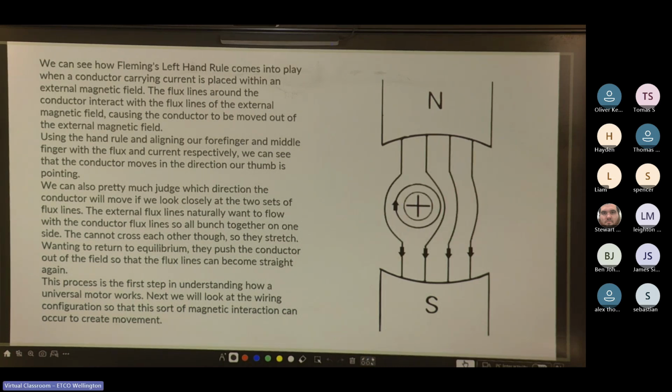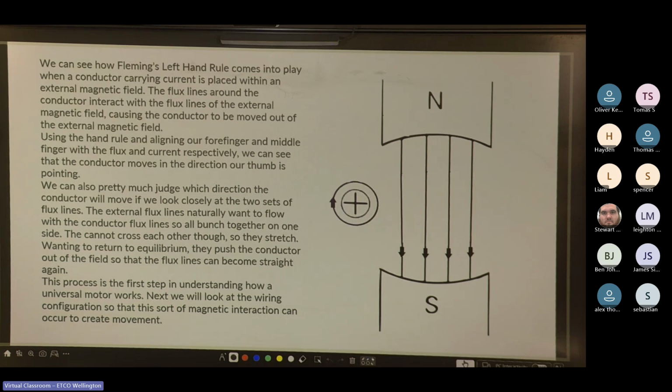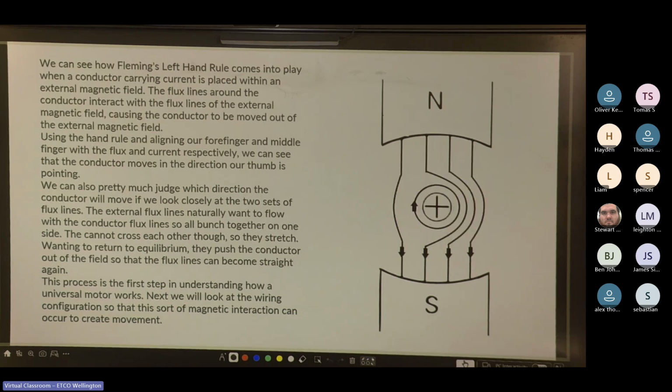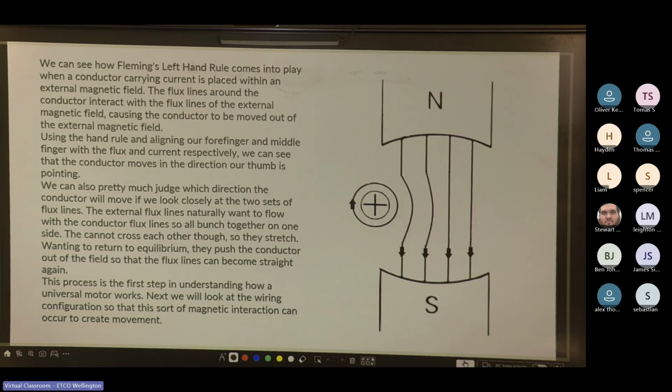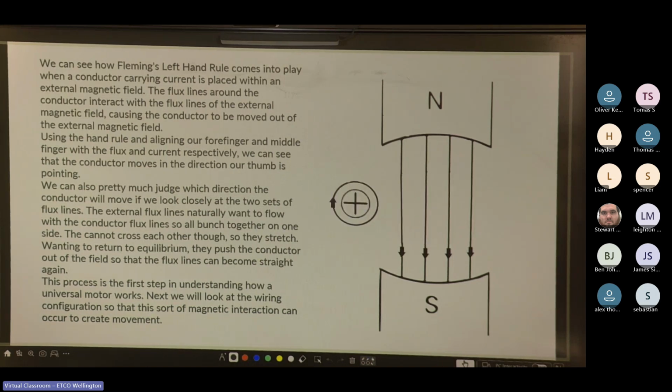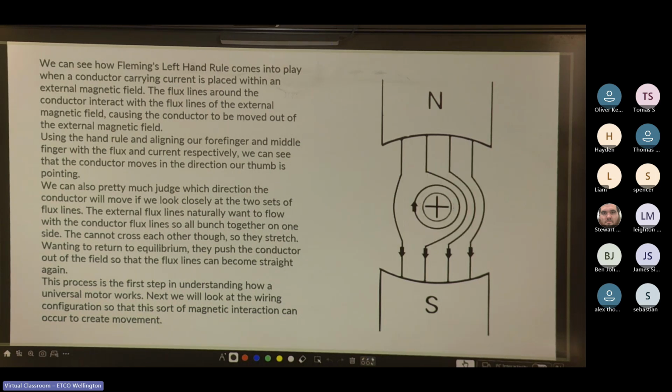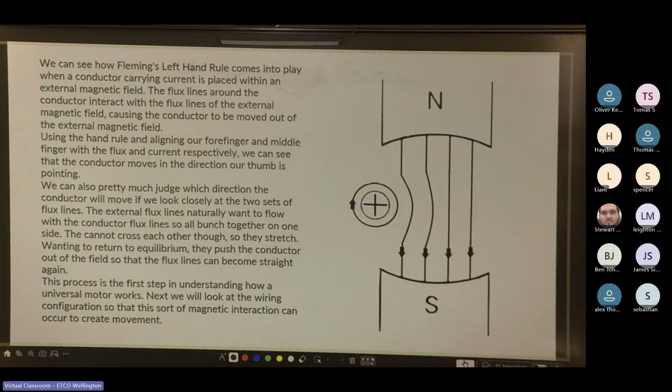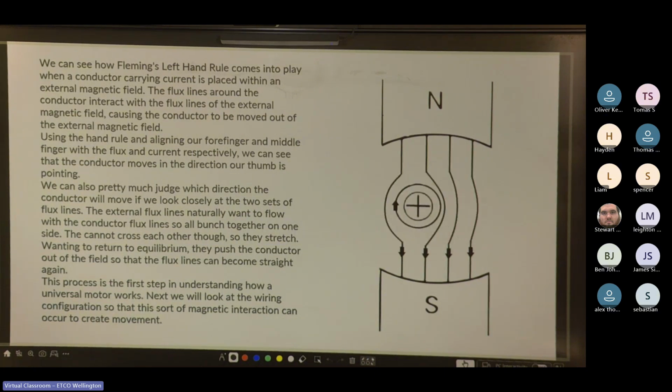Cool. We can also pretty much judge which direction the conductor will move if we look closely at the 2 sets of flux lines. The external flux lines naturally want to flow with the conductor flux lines. So all bunched together on one side, they cannot cross each other though, so they stretch. Wanting to return to equilibrium, they push the conductor out of the field so the flux lines can become straight again. This process is the first step in understanding how a universal motor works. Next, we will look at the wiring configuration so that this sort of magnetic interaction can occur to create movement.